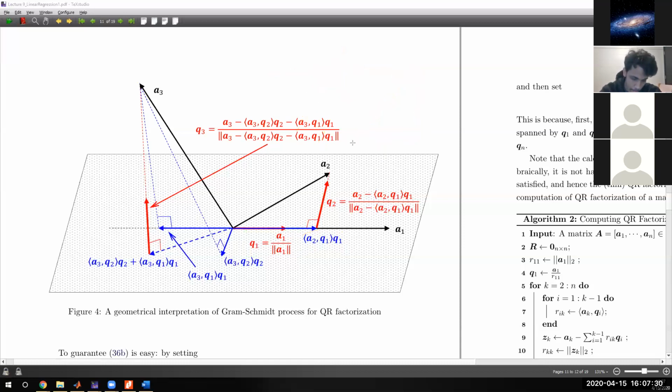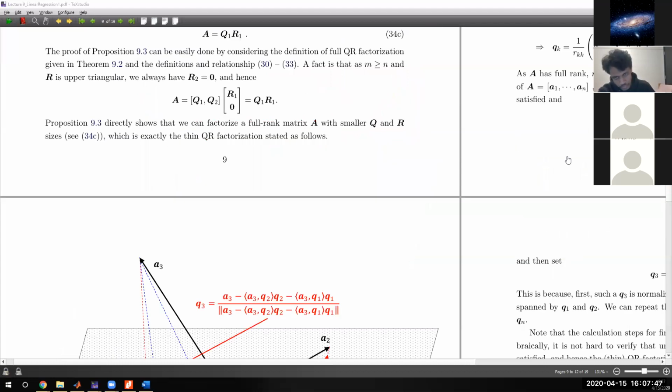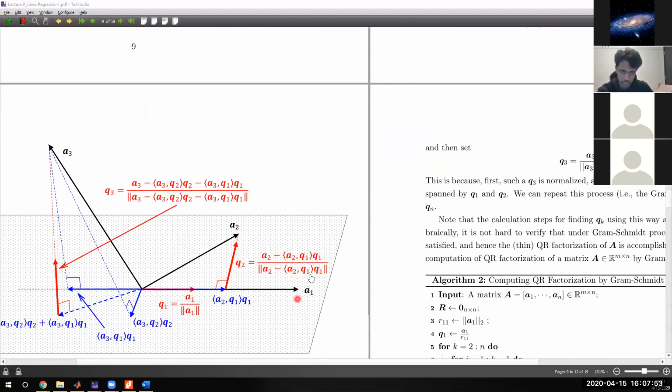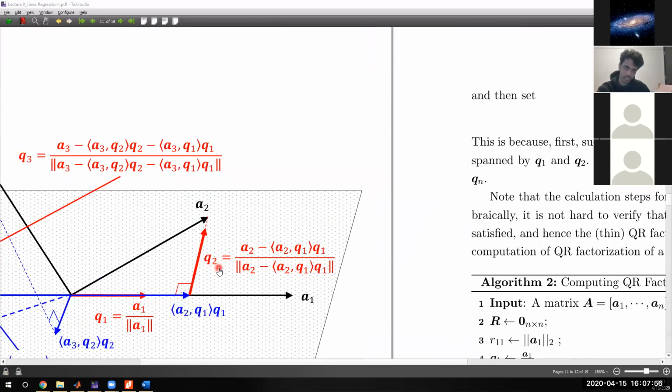Let me erase all of this. And then yes, as long as I go along this dash line direction, I must have a vector which is orthogonal to this vector. So in other words, I can guarantee this one must be correct: Q2 inner product Q1 must be 0. However, you need to have Q2 be a unit vector, so I make Q2 equal to this part divided by its norm. This guarantees that your Q2 must be a unit vector.